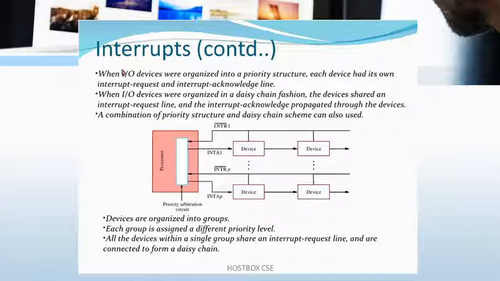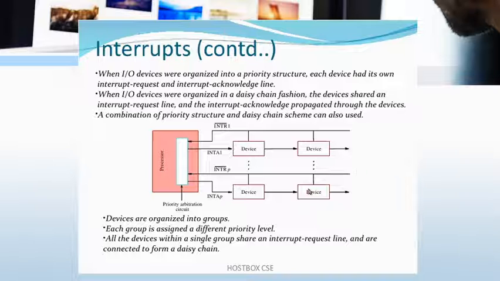So here is a small diagram where the arbitration circuit and processor connect with interrupt devices. Let's assume device 1, device 2, device 3 and device 4 have control lines interrupt INT1 followed by INTA1, and so on. When IO devices are organized into a priority structure, each device has its own interrupt request and interrupt acknowledge line, where INTA means the acknowledge line. When IO devices are organized in a daisy chain fashion, the devices share an interrupt request line and the interrupt acknowledge propagates through the devices. A combination of priority structure and daisy chain scheme can also be used.